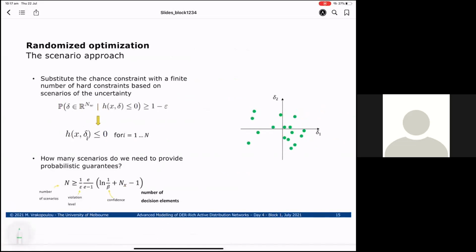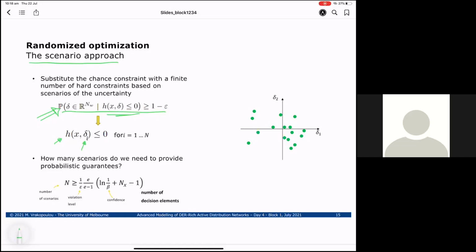So briefly, because time is going so fast, the scenario approach says that when we have our chance constraint problem, you can see it like that. It's quite similar to what I showed you before. We have the delta that lives inside a specific space. We have an inequality constraint, and we want the probability of satisfying this constraint to be at least 1 minus epsilon. The scenario approach suggests that we can substitute this chance constraint with a finite number of deterministic constraints that use different samples of the uncertain variable that we have.